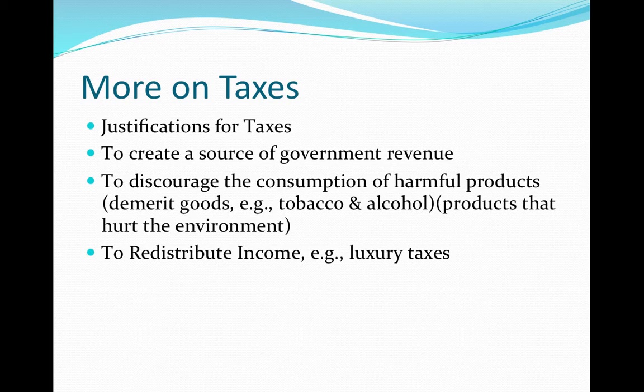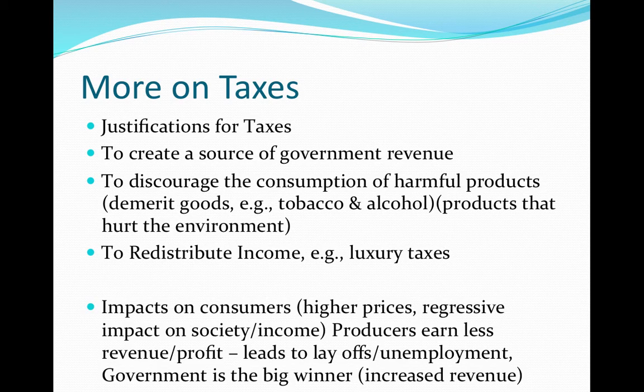Another reason why the government can use taxes is to redistribute income. Things like luxury taxes. You put a special tax on yachts or Ferraris or things that are really, really expensive. That way, people that have income to buy such exorbitantly expensive goods will have to pay more money, and it kind of levels the playing field a little bit. I don't know how well it works, but it depends on the amount of the luxury tax. But that is one other theory as to why governments would want to use an indirect tax.